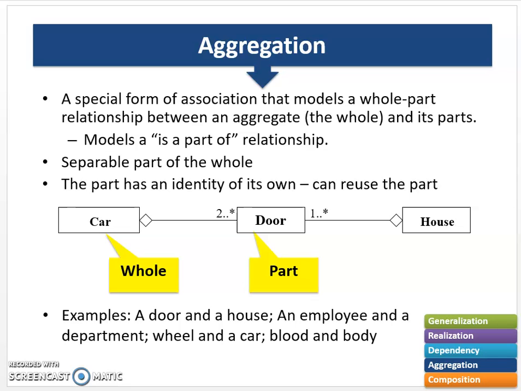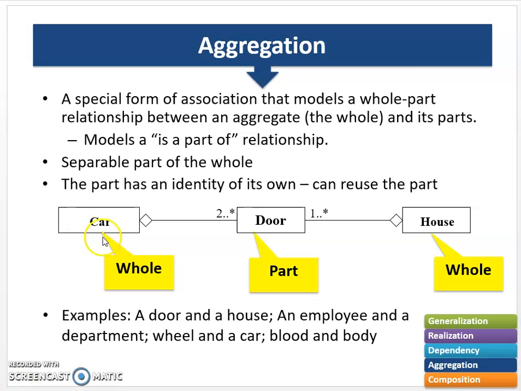Now we will move to the next relationship, which is aggregation. This is a special form of association that models a whole-part relationship between an aggregate, which we also refer to as a whole, and its parts. Aggregation models an "is a part of" relationship. In aggregation, the contained classes are never totally dependent on the life cycle of the container. That means the part or parts do not depend on the life cycle of the whole class.